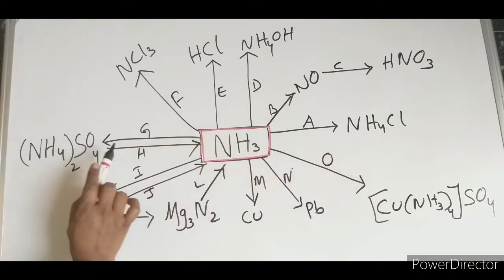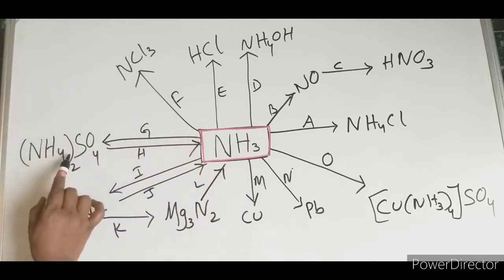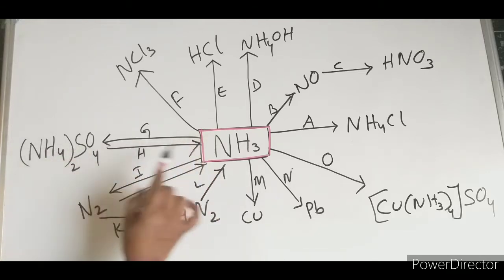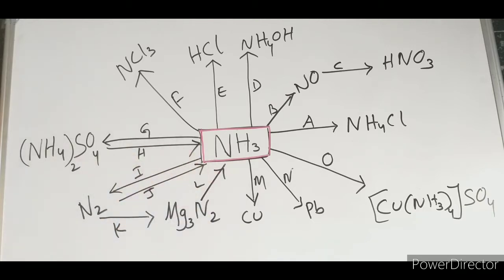For example, this one you see, G to H. From ammonia, how will you get ammonium sulfate? And from ammonium sulfate, how will you get ammonia? So all these are conversions. So here, what we will do: first of all, take a screenshot or pause. You write down all these equations. After that, we will match whatever you have written and whatever I have written, and see whether they are exactly equal or not.